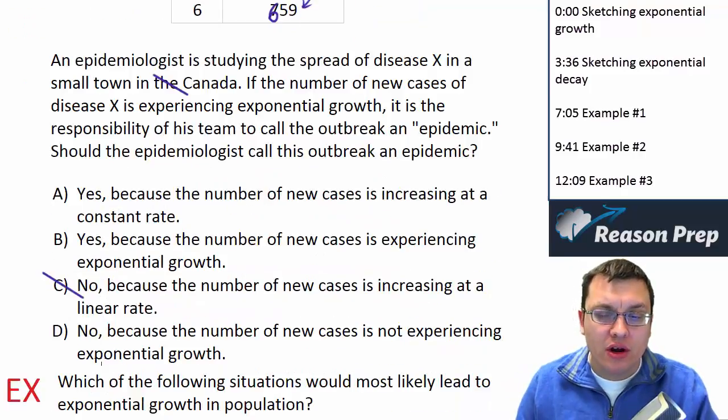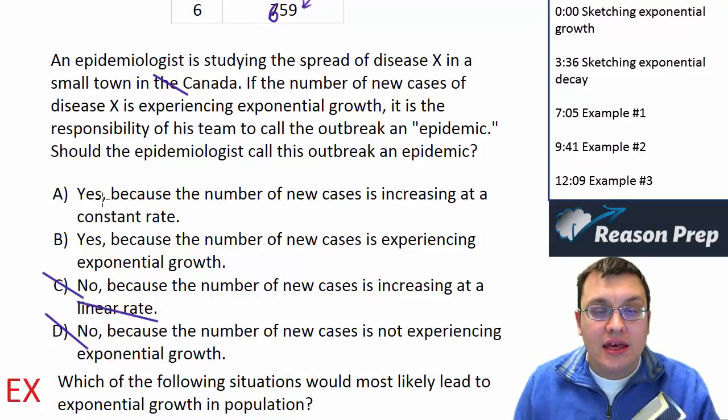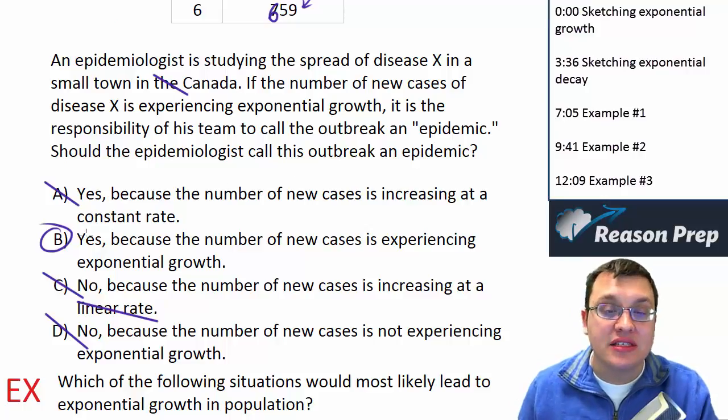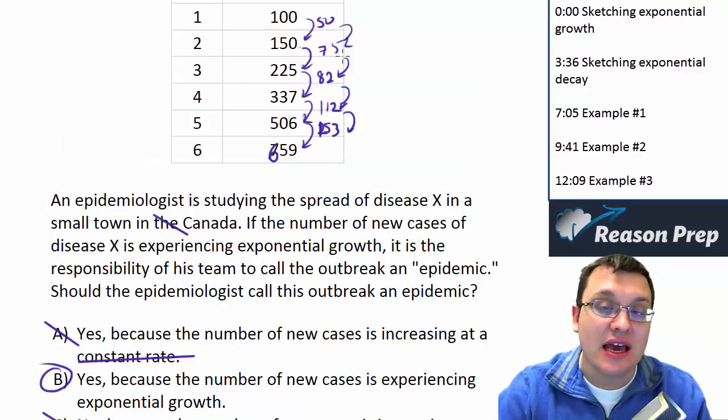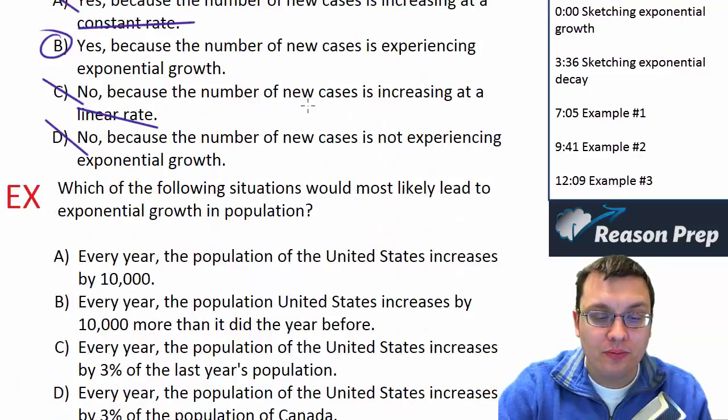So we can get rid of the no. It is not increasing at a linear rate, and it is experiencing exponential growth. Yes, because the number of new cases is increasing at a constant rate? No. Yes, because the number of new cases is experiencing exponential growth. Yeah, that's the whole point. It is not increasing at a constant rate, right? It's increasing at a rate that is itself increasing. So we go with choice B.